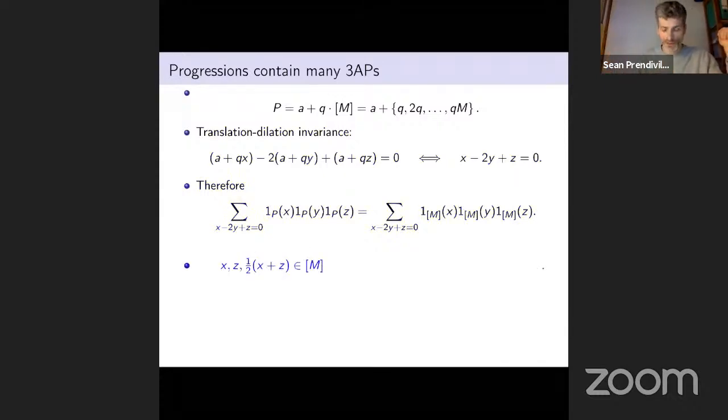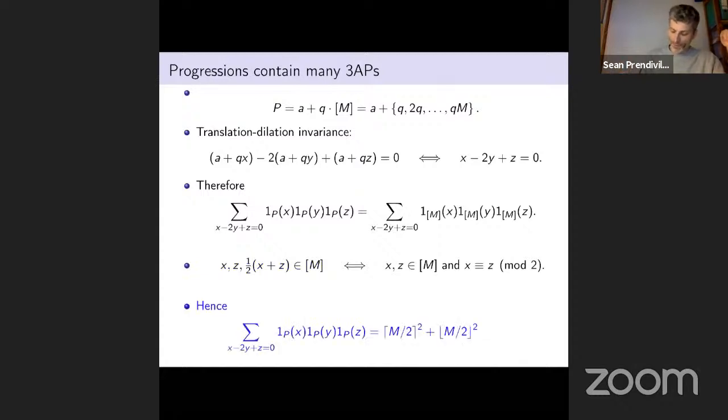How do you count solutions in this interval? Well, if you fix x and z, elements of this interval 1 up to m, then y, solving this equation, is equal to the average of x and z. So if x and z are in the interval, how do you guarantee that y, the average, is also in the interval? Well, you just need x and z to have the same parity. So how many pairs are there in this interval which have the same parity? Well, there's the number of odd numbers in the interval, squared, and the number of even numbers in the interval, squared.